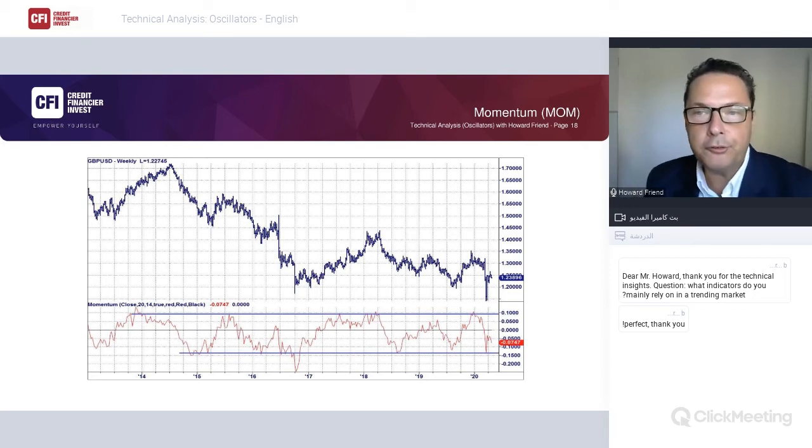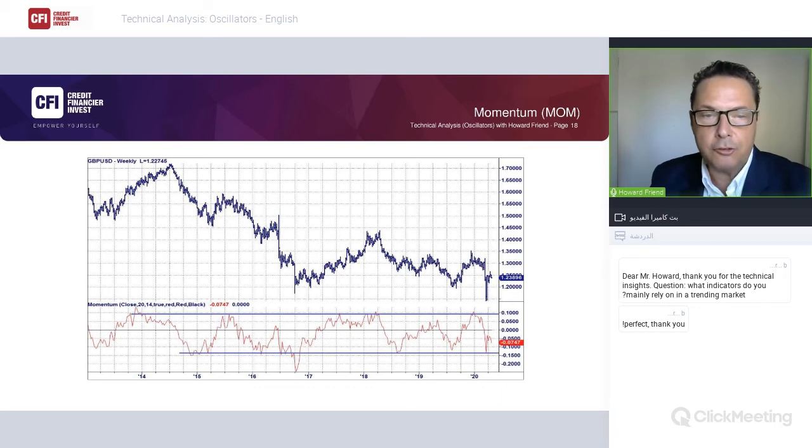Okay, this is a chart of cable, sterling dollar, a weekly chart. For the most part, this market has been trending lower, but a long sideways range since the back end of 2016. I've plotted the same indicator, the 20-period momentum, and with cable, we have typically +10 big figures and it looks like close to 12 big figures on the downside.